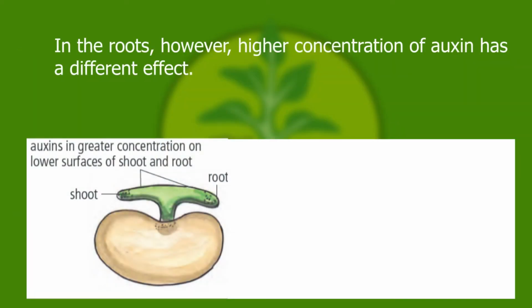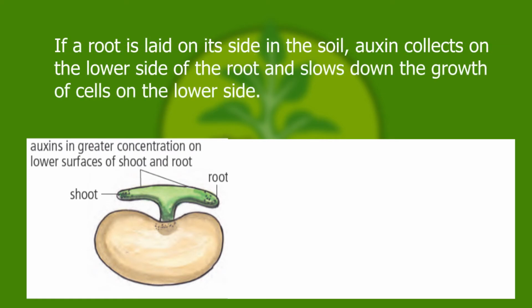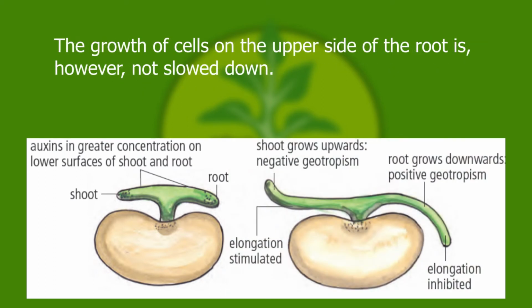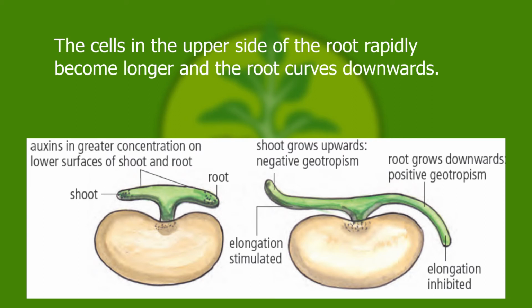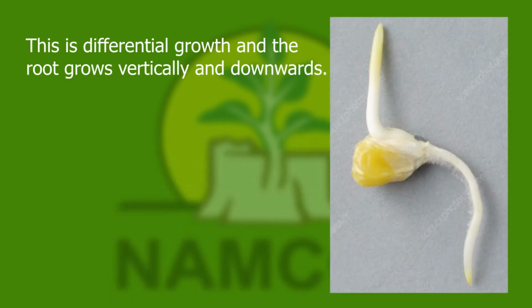In the roots, however, higher concentration of auxin has a different effect. If a root is laid on its side in the soil, auxin collects on the lower side of the root and slows down the growth of cells on the lower side. The growth of cells on the upper side of the root is, however, not slowed down. The cells in the upper side of the root rapidly become longer and the root curves downwards. This is differential growth, and the root grows vertically and downwards.